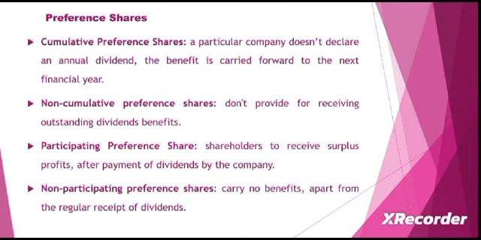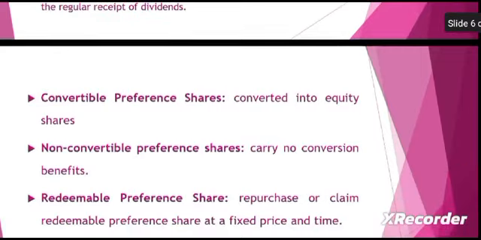The next one is participating preference shares. Participating preference shares allow shareholders to receive surplus profits after payment of dividends by the company. This is over and above the receipts of dividends. Non-participating preference shares. Here the shareholders carry no such benefits apart from the regular receipt of dividends. Then convertible preference shares.